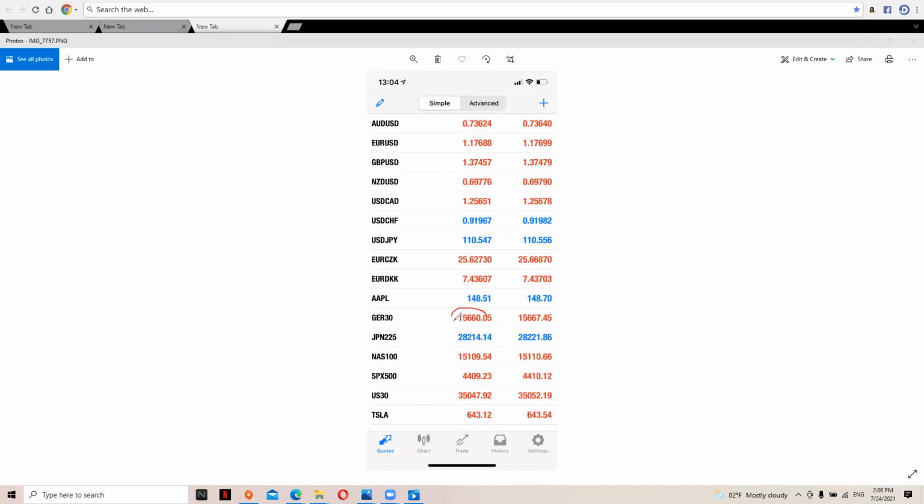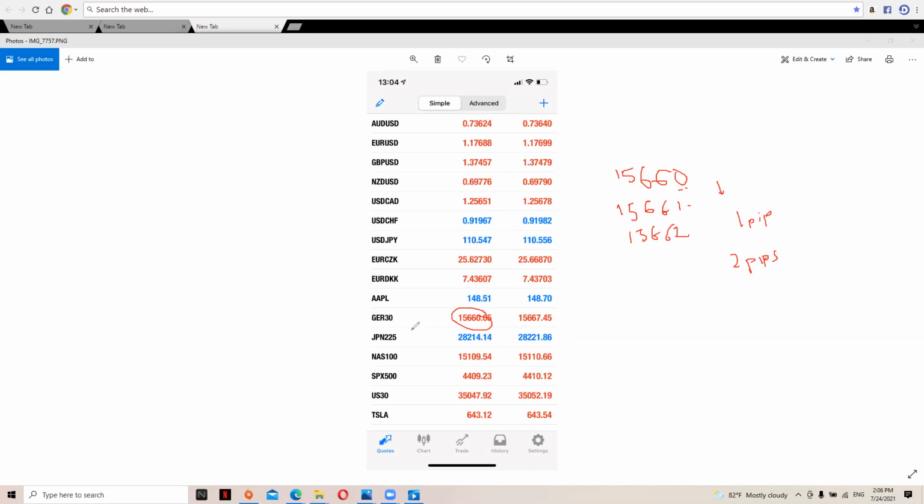Let's calculate a pip. Let's say we are using Germany 30. It's not a currency pair, but I think with that, you would get what I mean by a pip. Now, if Germany 30 gets to, let's say, 1561, there's been an increase of 1 pip, 0.1. This is what we call 1 pip. If it goes from 1561 to 1562, it has increased from 0 to 2. We call it 2 pips.